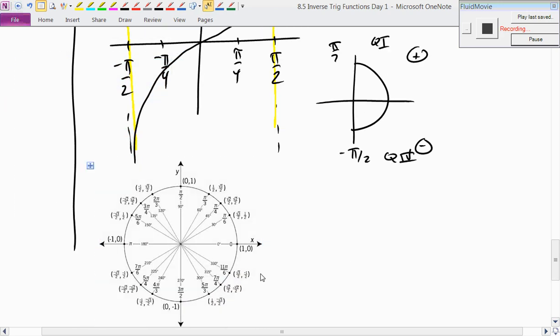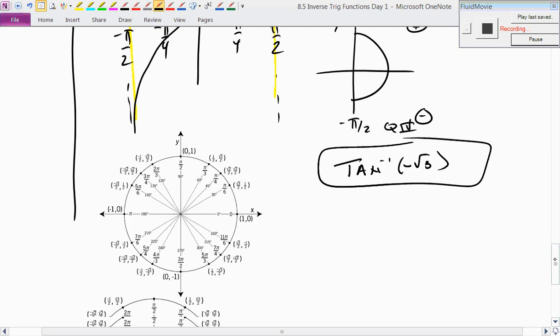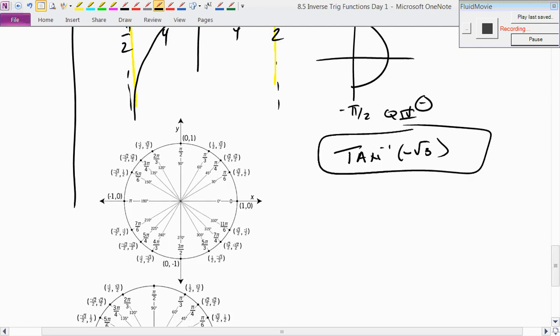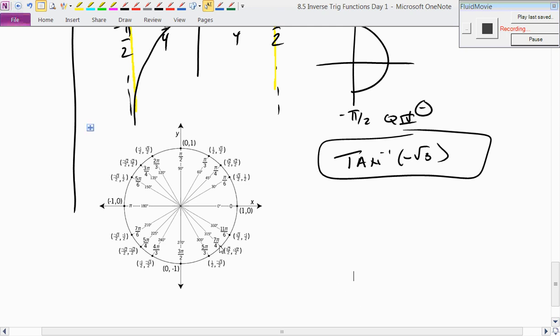All right, so let's do this one. Let's find the inverse tangent of negative square root of 3. Let's evaluate that and find the exact value. So what is our brain saying for inverse tangent of negative square root of 3? What do we want? The angle whose tangent is negative rad 3. I don't need two of these out here, so delete that one. So the angle whose tangent is negative rad 3.